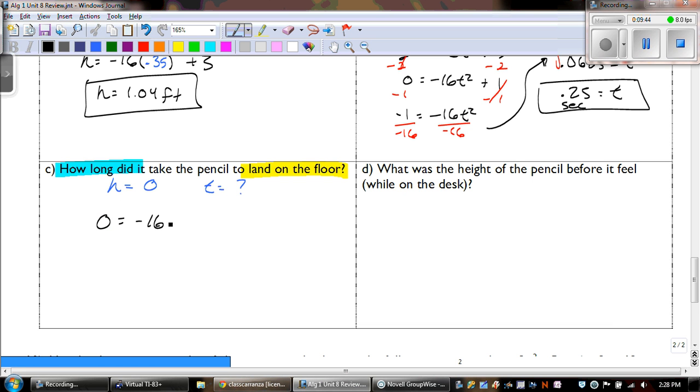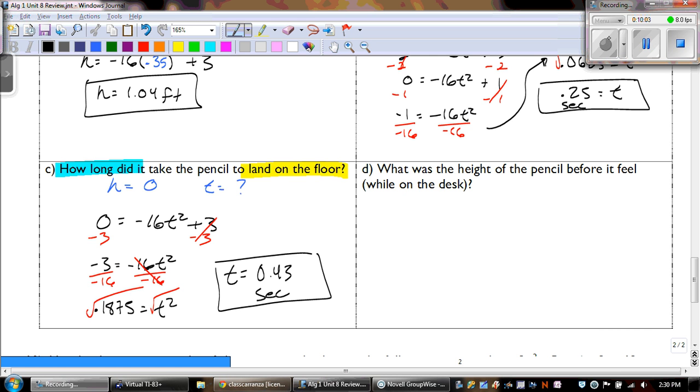0 equals negative 16t squared plus 3, okay? I'd use SADMAP to solve this, and you guys can do this on your own. So go ahead and pause the video, and good luck. Okay, and you should have gotten that your time equals 0.43 seconds.